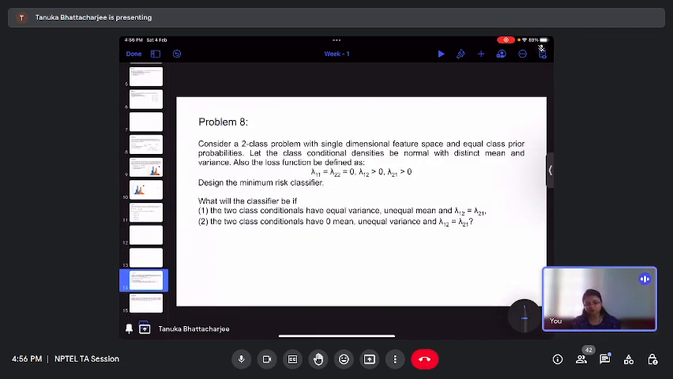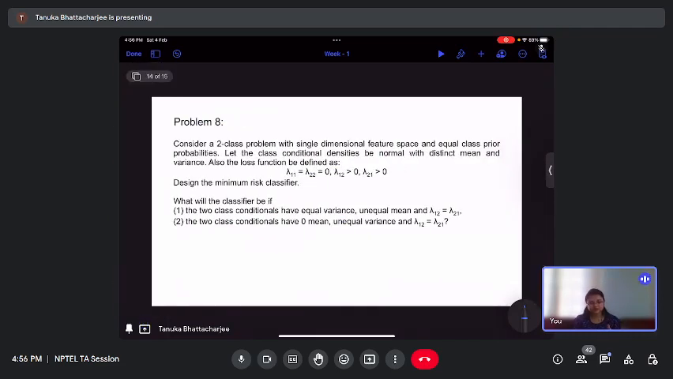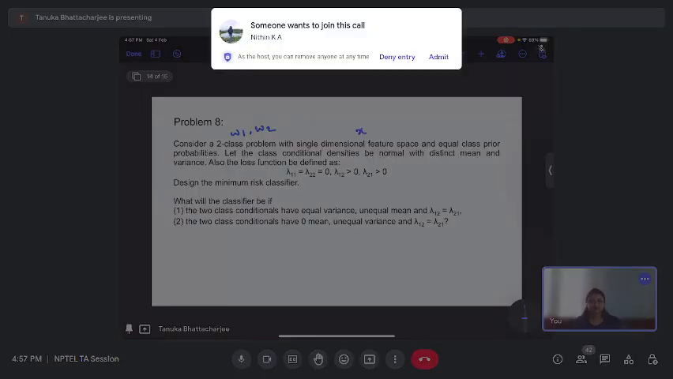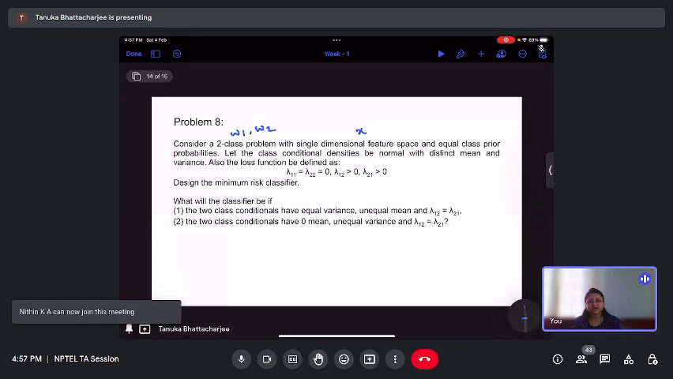Now, let us take one more example. This is again about the minimum risk classifier. Consider a two class problem. Let us say again the classes are omega 1 and omega 2, with a single dimensional feature space, let us say x, and equal class prior probabilities. So, probability of omega 1 is equal to probability of omega 2.